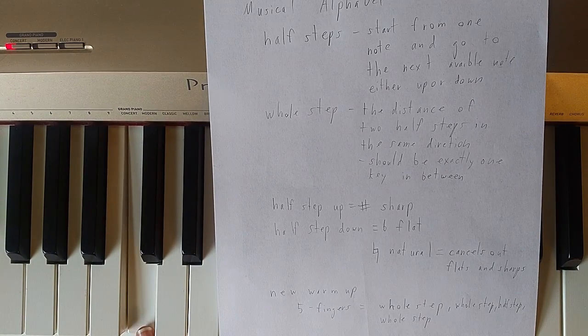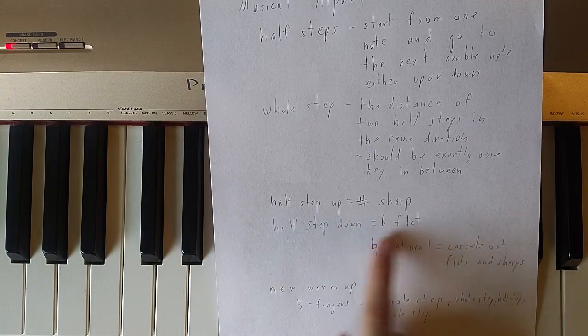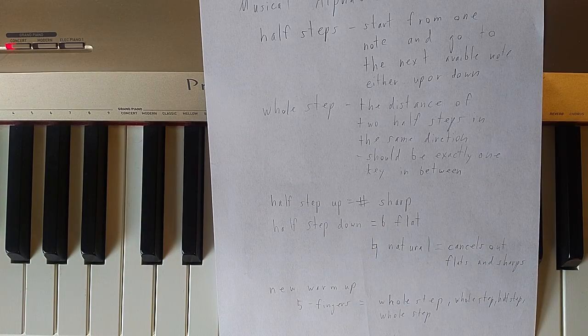And then if we're going to lower something a half step, that's called a flat. It's represented by a lowercase b. It looks like a lowercase b, which can kind of be confusing if you're typing about music. But when we lower things by half steps, that's called adding a flat.